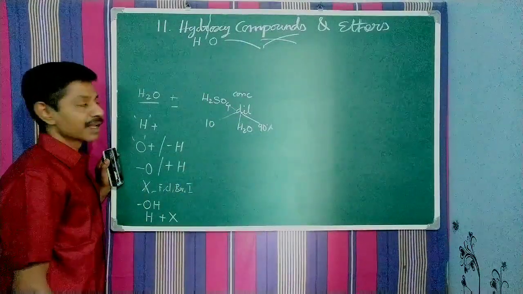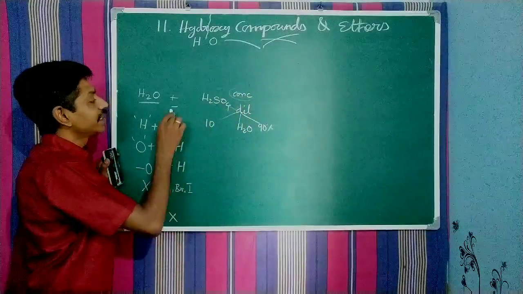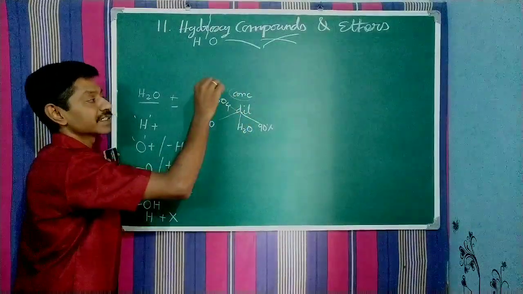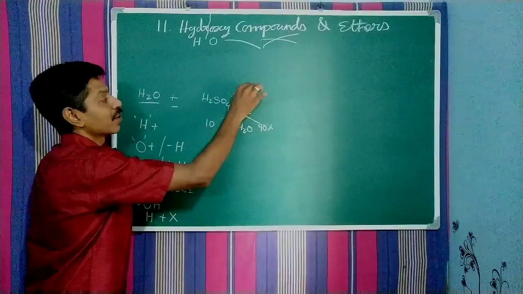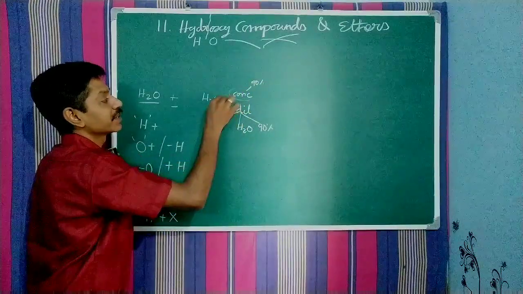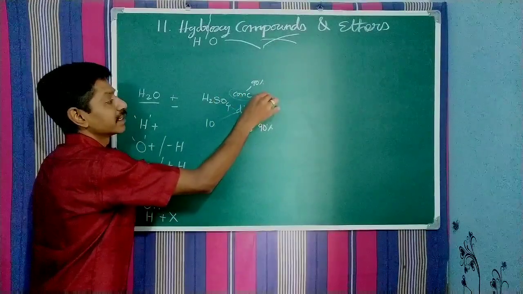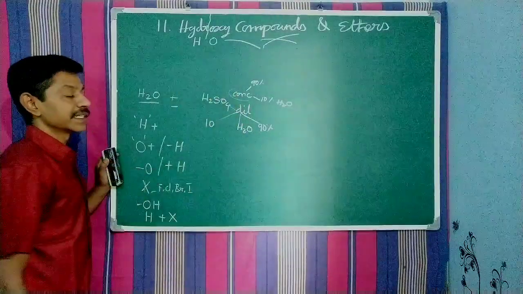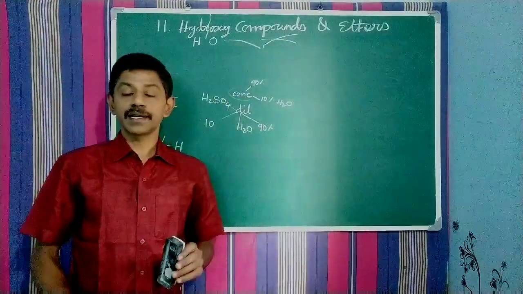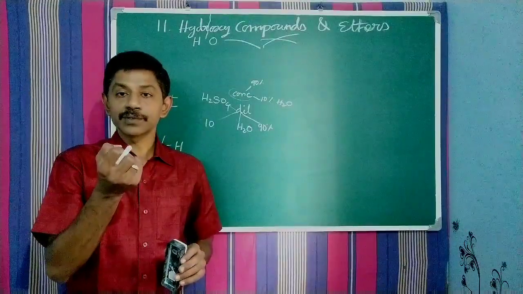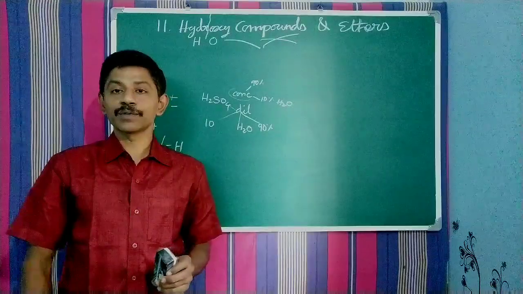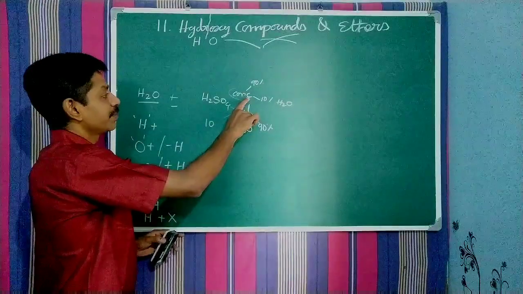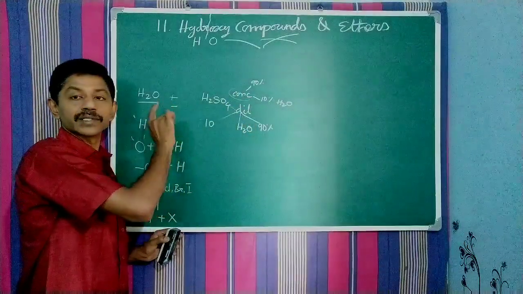In case you are going for dehydration, that means removal of water, then you have to use concentrated sulfuric acid. Just for example, concentrated sulfuric acid will have 90% sulfuric acid and 10% water. In that case, it has the capacity to remove water. It will pull the water out of the organic compound. In such a case, it will behave like a dehydrating agent, that means it will remove water.